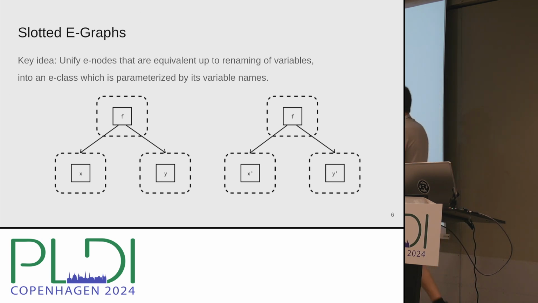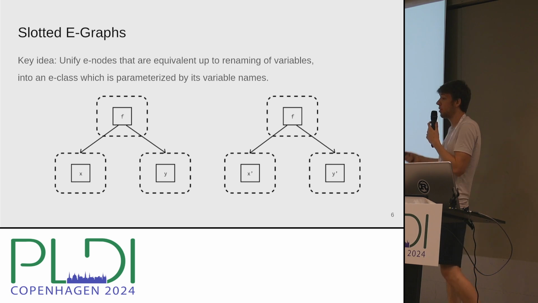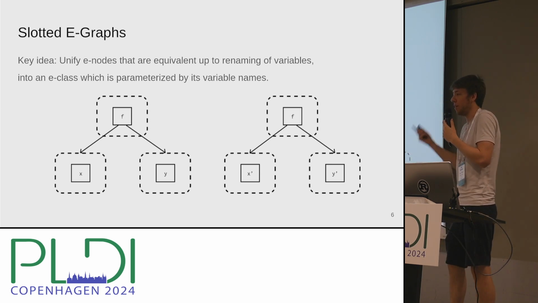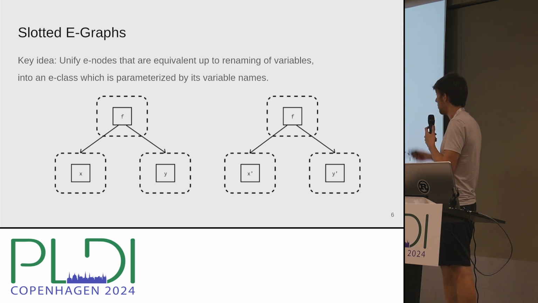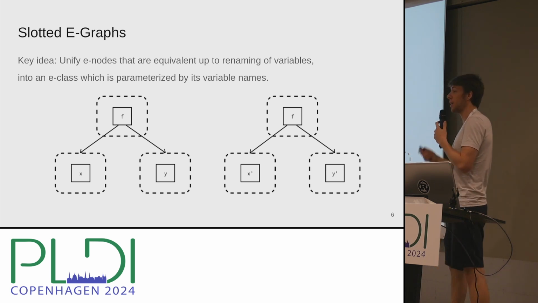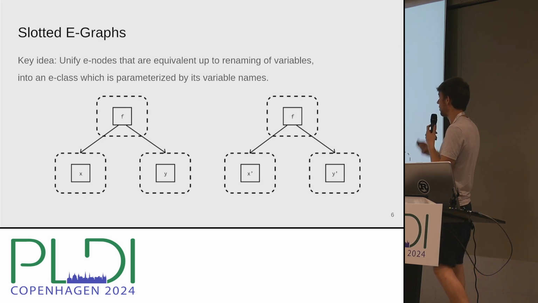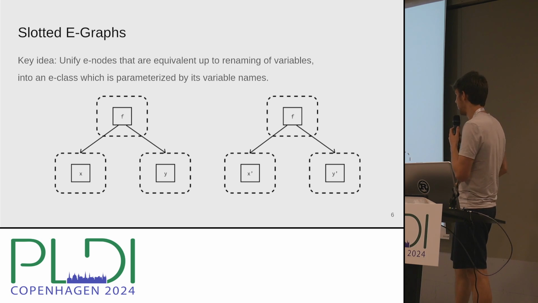In this case, we have 4 variables right here, right? So these are 4 e-nodes. And all of these e-nodes are equivalent up to renaming of variables because they are variables, right? If you rename them, they will be the same. So what the key idea tells us to do is we should unify these four e-nodes for variables into a single parameterized e-node, or parameterized e-class. And this looks as follows.